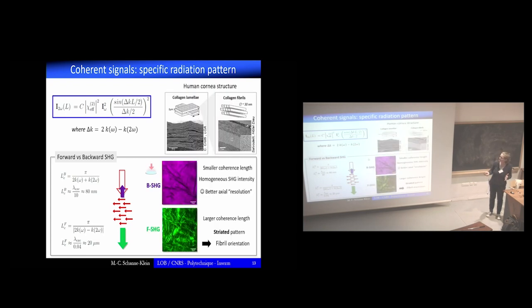An example is the cornea again. So I remind you of the structure with the lamellae. The lamellae are very thin, 2 micrometers, and composed of very small collagen fibers.